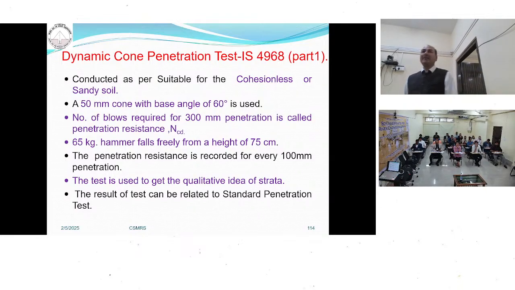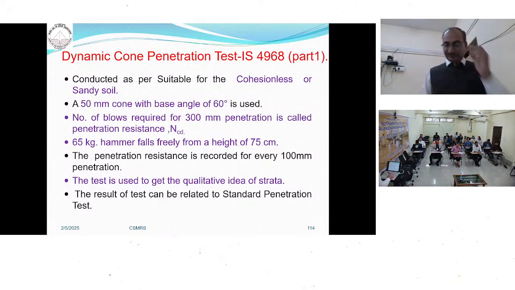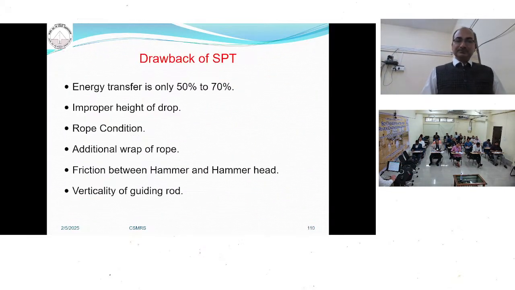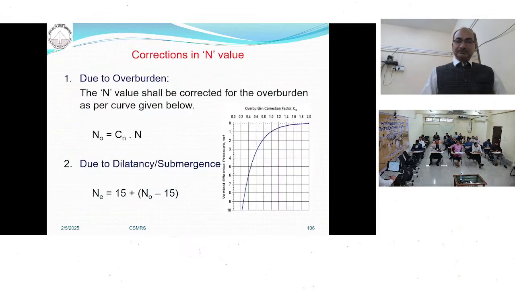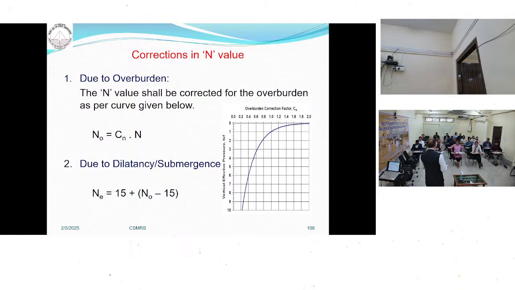Second is the dynamic cone penetration. Can you explain a little bit about the order of the SPT corrections? Suppose in case of the sandy strata, because this correction is applied only in case of the sandy strata, not for the clayey strata. So what will happen?